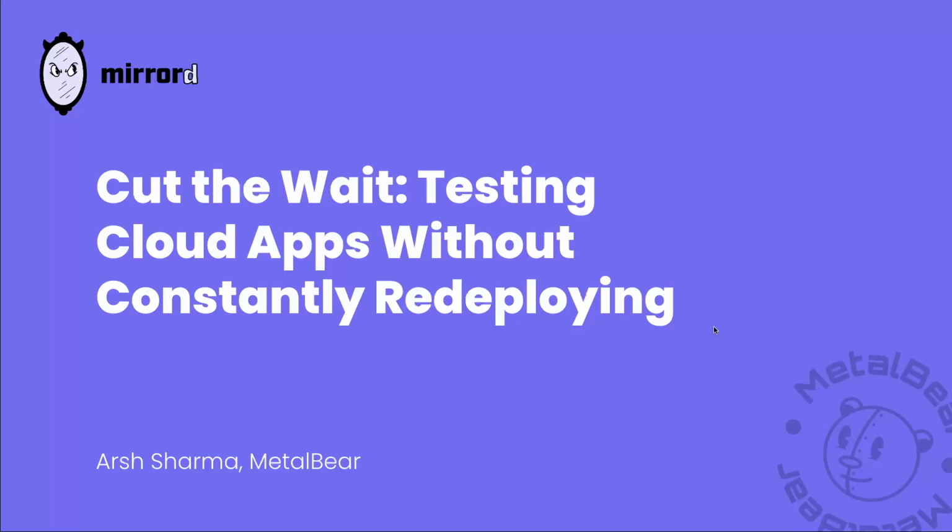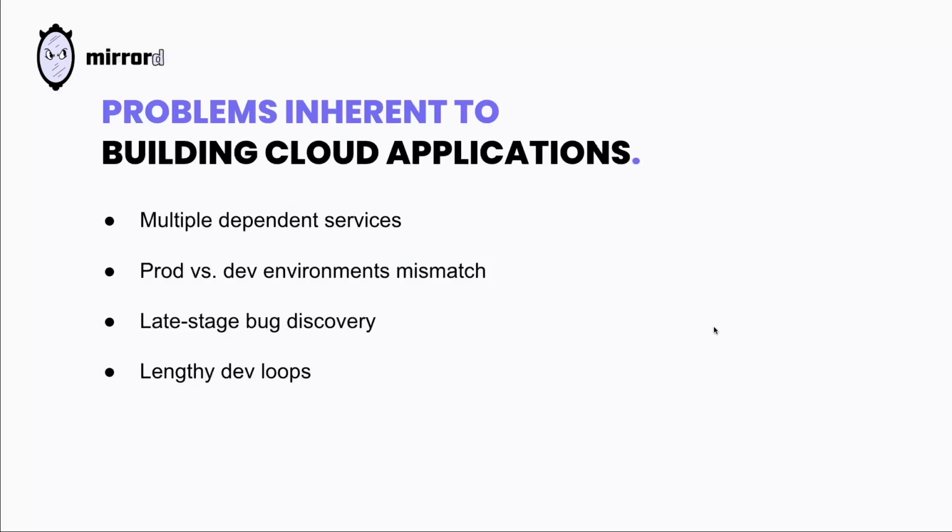In this webinar, we'll be talking about why this is the case, why building cloud native applications is so hard, and we'll take a look at some of the common processes organizations use to try to solve this challenge. But we'll also look at the shortcomings of those processes. And finally, we'll talk about Mirrord, which is a tool which allows you to cut this wait time and avoid this constant redeploying that most organizations go through in order to test their changes. So let's get started.